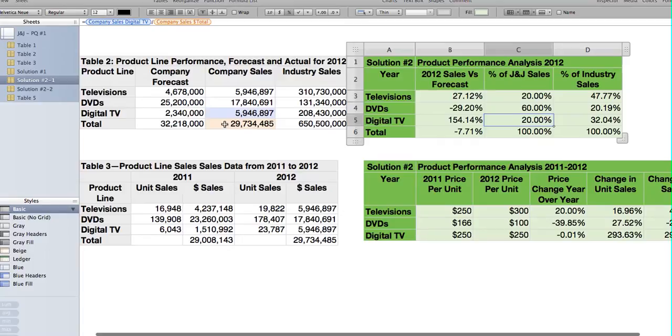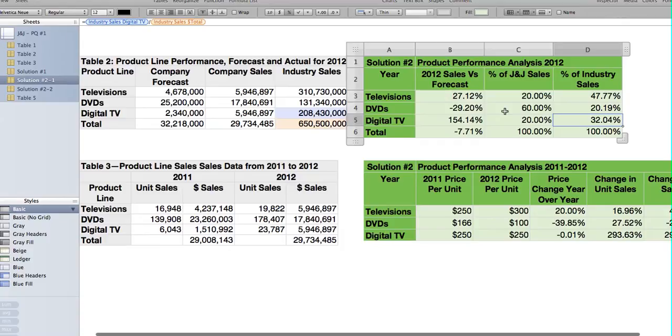We can compare that distribution to that of the industry by performing the same calculation using industry sales. So here, if we take the dollar sales for televisions for the industry divided by the total industry sales, we can see that televisions represent 47% of the industry sales as compared to J&J's 20%. 20% of sales in the industry are for DVDs, 60% for J&J, and 32 versus 20 for digital TV.